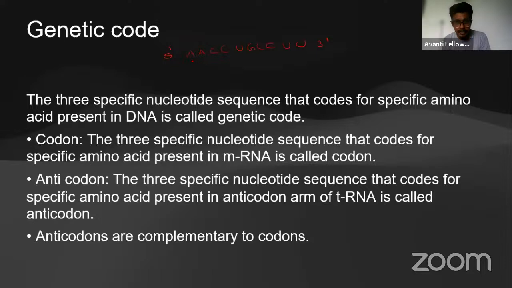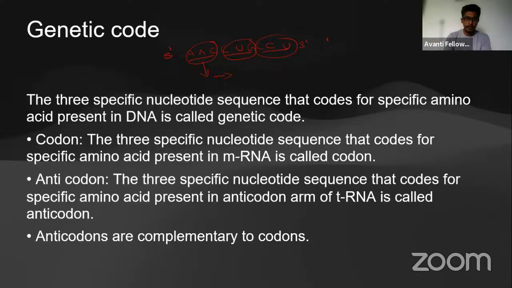Now let's divide this into 3, 3. So we are dividing it into 3, 3. Now you can see here, each 3 letters or alphabets act as a genetic code. So what do they code for? Each code, so these 3 letters are one code, and each code codes for one amino acid.